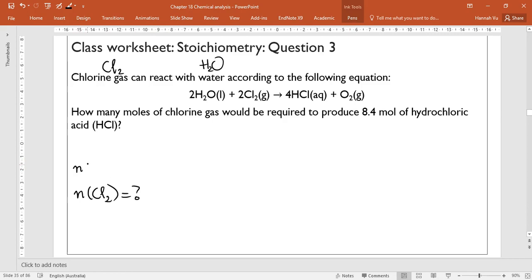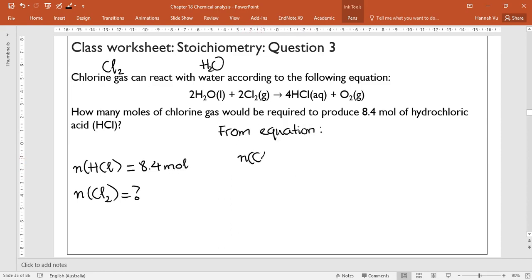So this is slightly different from question 2, which I just did previously. You need to work out the number of mole of the reactant to produce a specific amount of product. But the principle, again, doesn't change. You're given 8.4 mole of hydrochloric acid, or HCl, and you need to find the number of mole of chlorine gas. Everything has already been a number of mole, so my next step is going to use the mole ratio that I can create from the equation.